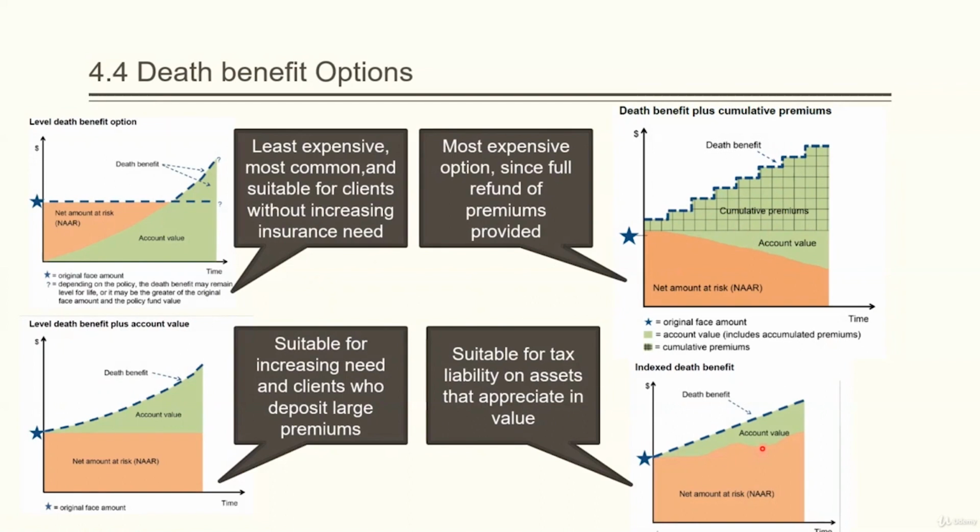And the fourth one is indexed death benefit. It depends on the inflation rate. This is suitable for tax liability and assets that appreciate in value. For them also, then this will give an increasing amount. So these both are for those who want increasing amount of coverage, and this is more for level.